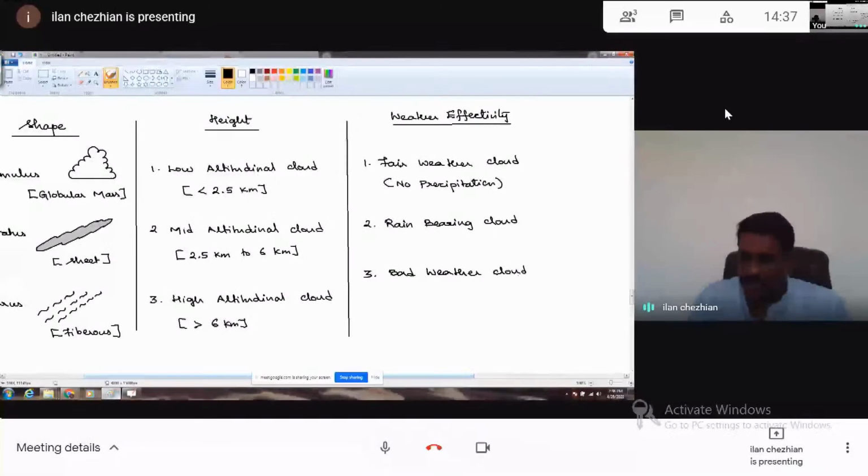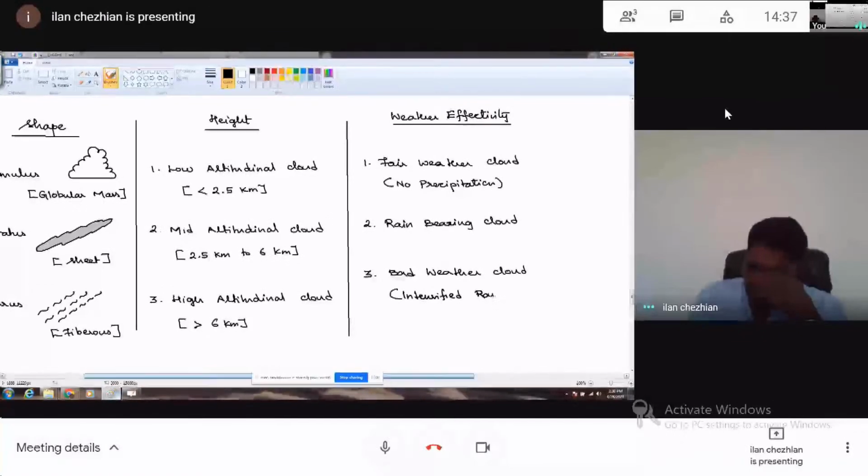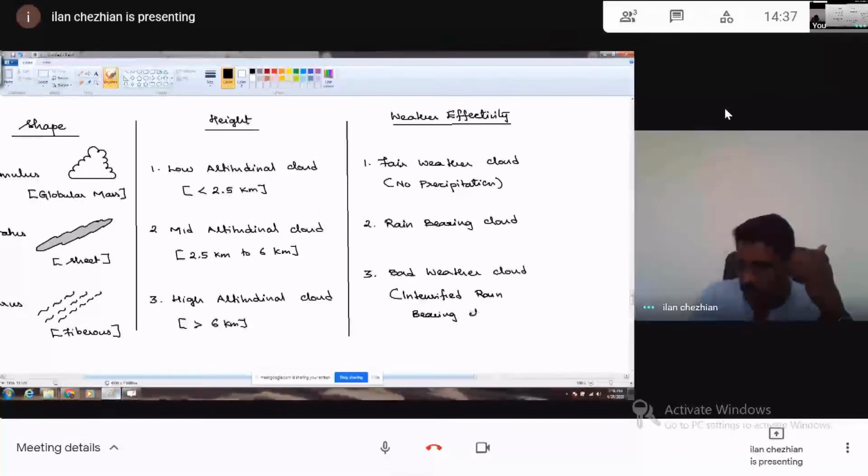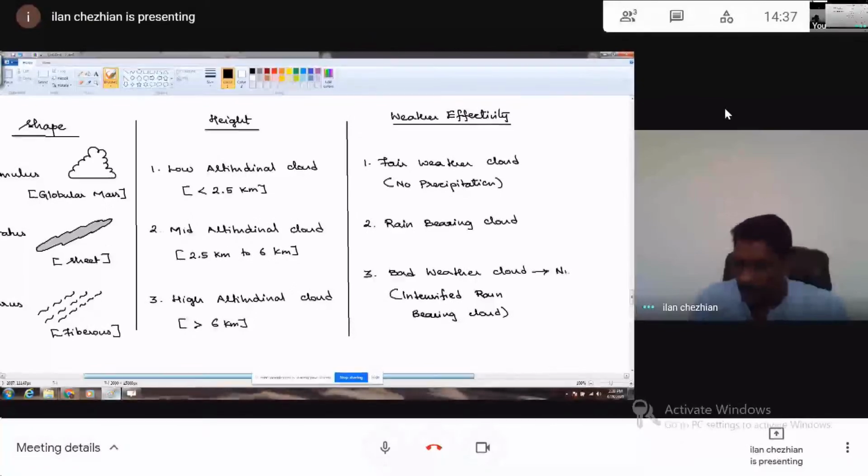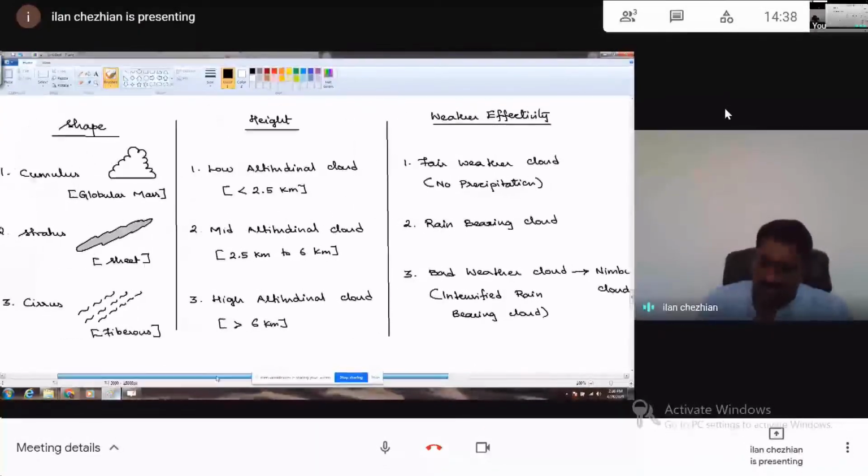So what is this bad weather cloud, my friend? It is nothing but what? Intensified rain-bearing cloud. Okay. This bad weather cloud is very popularly called as nimbus clouds, my friend. Very popularly called as what? Nimbus clouds. Correct?